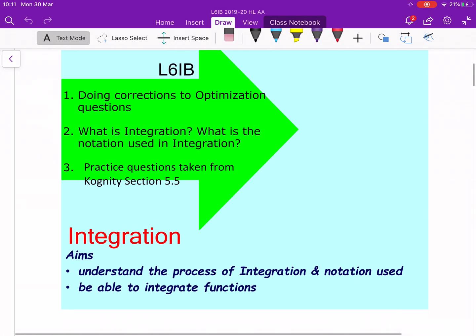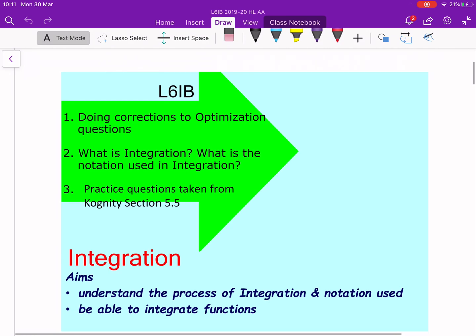Good morning, Lower Six. Hopefully you have now had a chance to have a look at some of the optimisation questions, and I've put all of those correct solutions into the collaboration space. So make use of that and do have a go at doing all of your corrections. Let me know if there's anything that you're still not clear on.